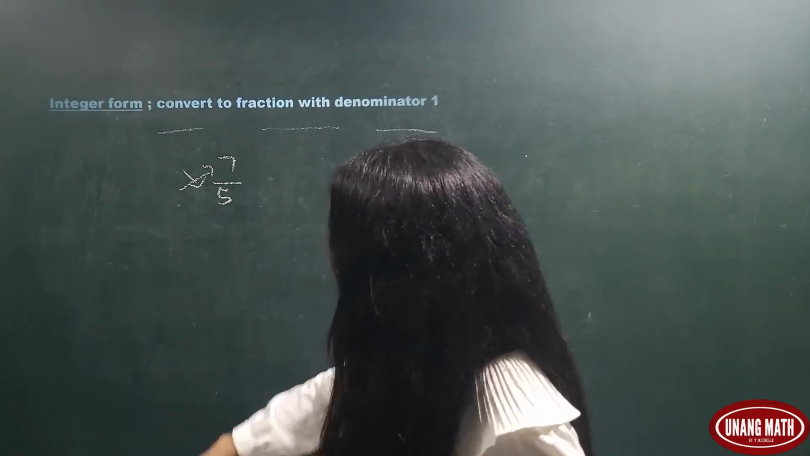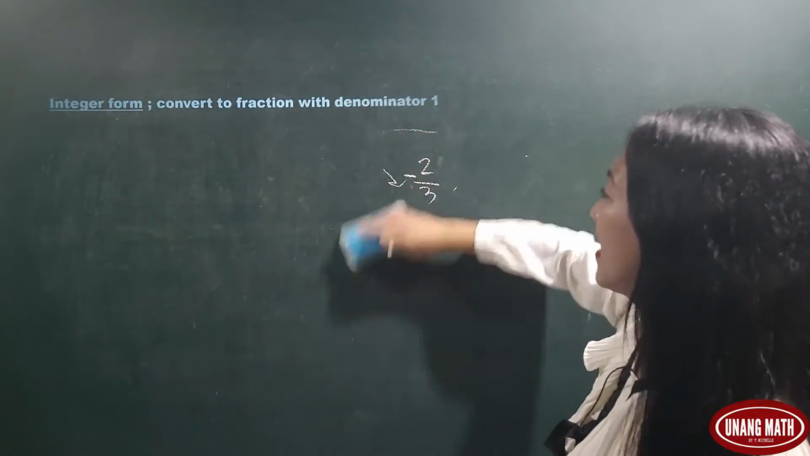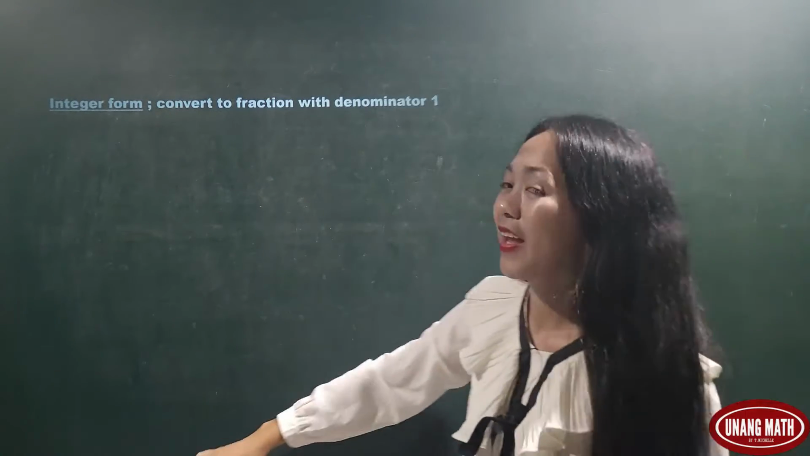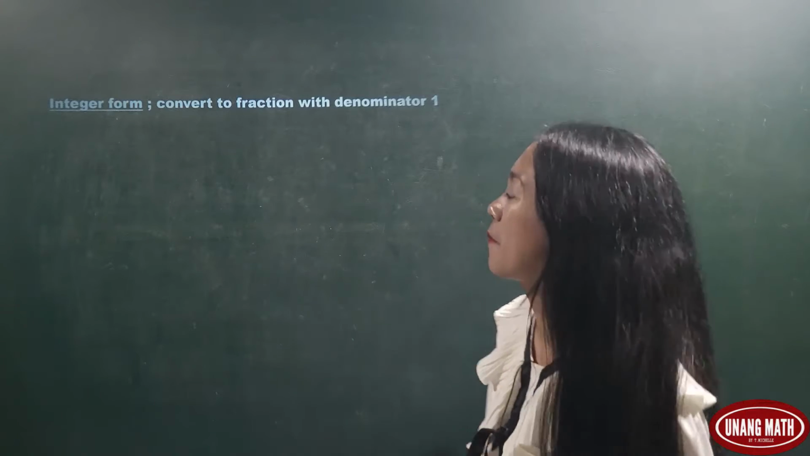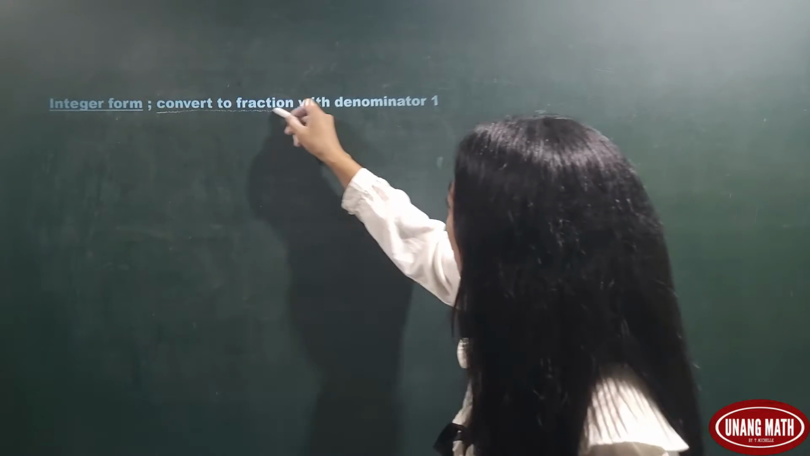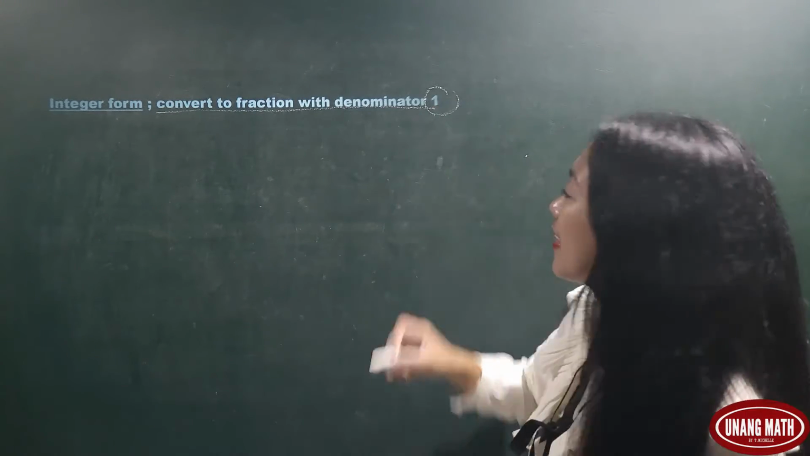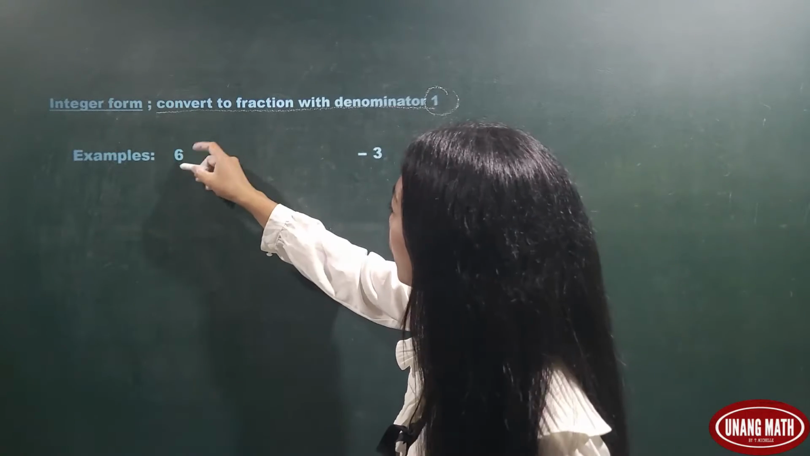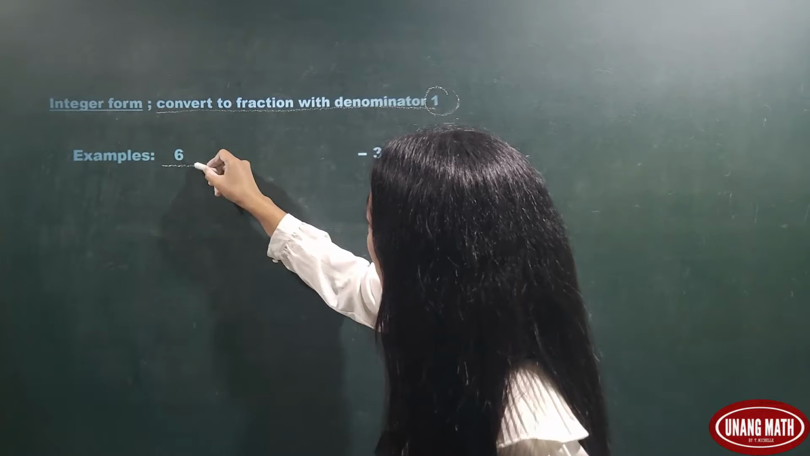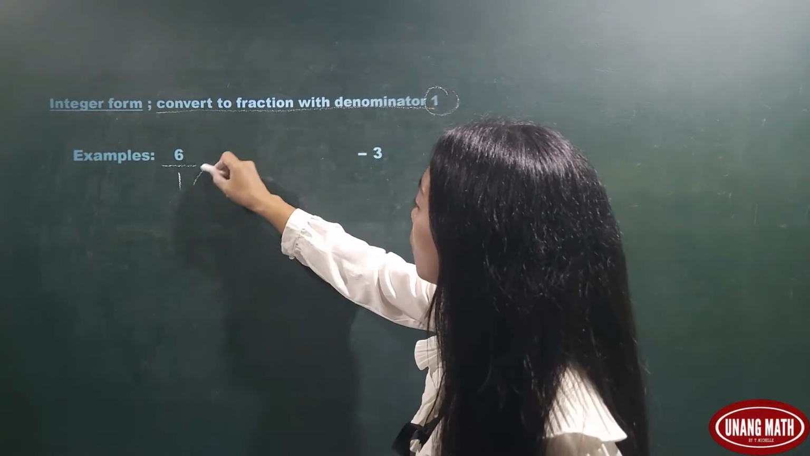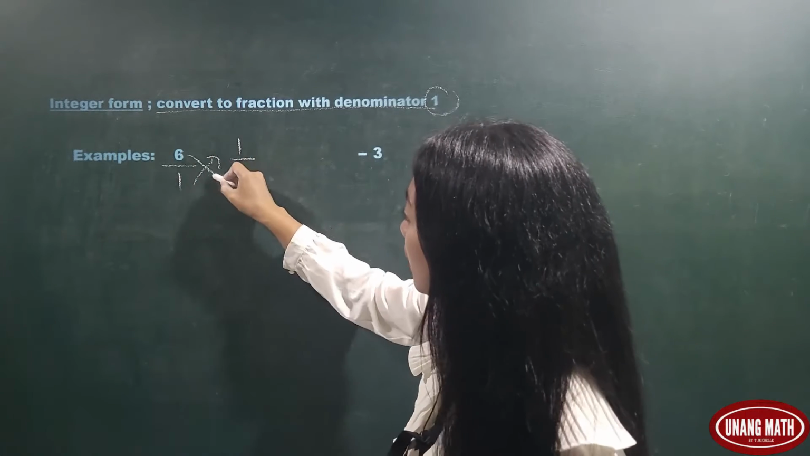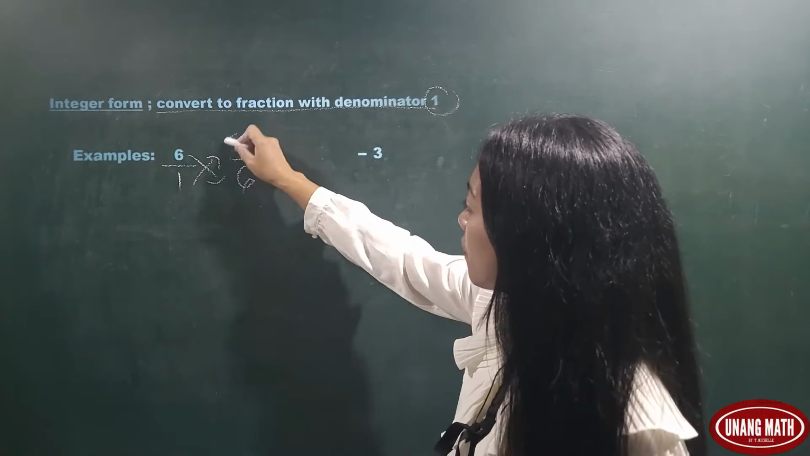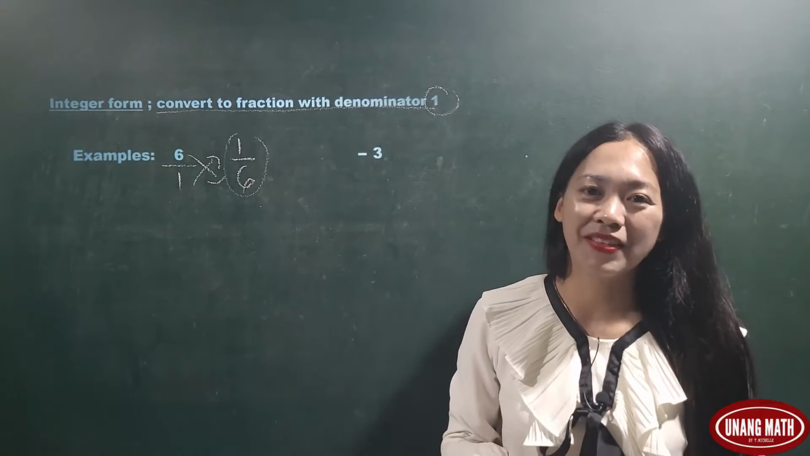How about if a given number is an integer? How do we find an integer's reciprocal? We just need to convert it to a fraction with denominator 1. Example, 6. Convert to a fraction with denominator 1. So this is 6 over 1. So 1 becomes the numerator, 6 is the denominator. So the reciprocal is 1 over 6.